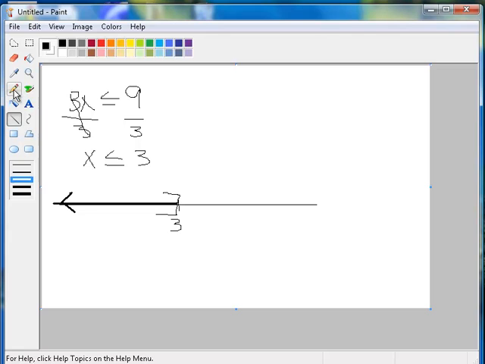And now to write the interval, we're starting at negative infinity, because we're always going to write the interval in the order of the number line. So we start at negative infinity. Negative infinity will always take a parentheses. The 3 will be a bracket because it is included. It is or equal to.